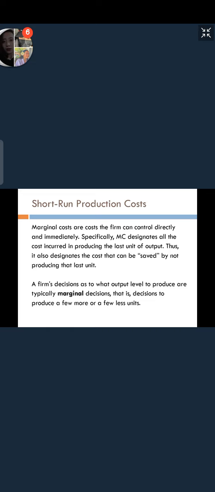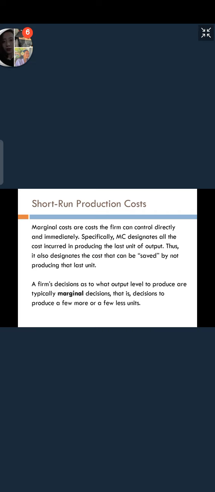So marginal costs are costs the firms can control directly and immediately. How can you say, ma'am, that this cost can be controlled by the company? Of course, they are the ones who decide how many they will produce. Therefore, the quantity that could be added to the original product is in their choice also. Therefore, your marginal cost can also be controlled by them.